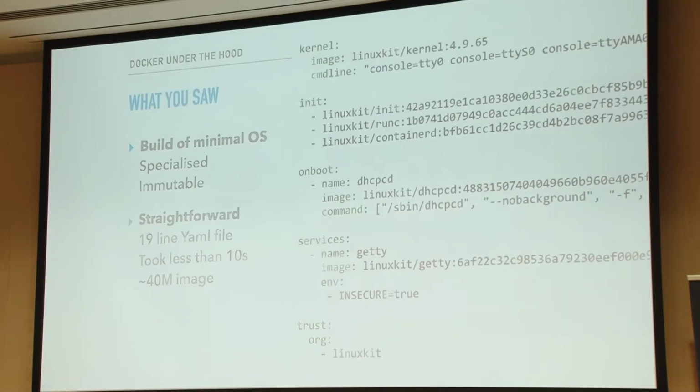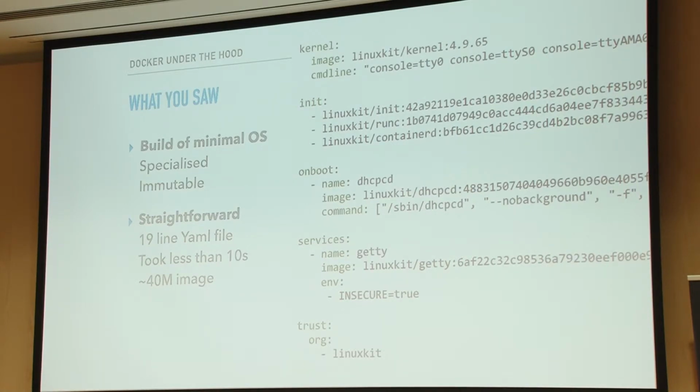So let's give you a quick reminder of what you saw there. That's the YAML file on the right that you can see. So it's fairly short. The whole thing fits on the screen there. And that allowed us to build a very minimal OS. It's very specialized to that one use case and nothing else. It doesn't allow you to do anything else. So even the file system there is immutable. And it was actually really, really straightforward. That file is about 19 lines long. It took less than 10 seconds to build, and the image is about 40 megabytes in size. So that gives you an idea of the kind of images you can create with this.